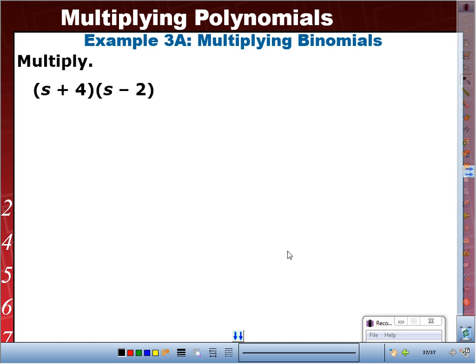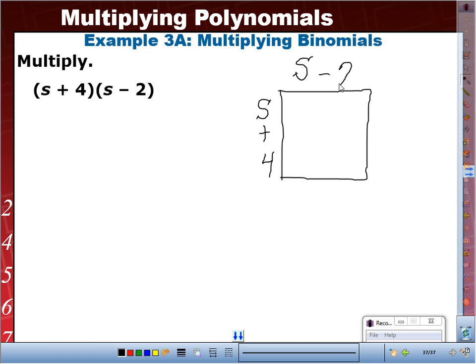Now, here he goes. I'm going to start with the area model, and I'm going to focus on the area model with these and the ones that are coming up. So check this out. I'm going to draw my rectangle, and I'm going to write my first factor on this side, s plus 4. Everybody see what I'm doing? And I'm going to write this one here, s minus 2. Are we there so far?